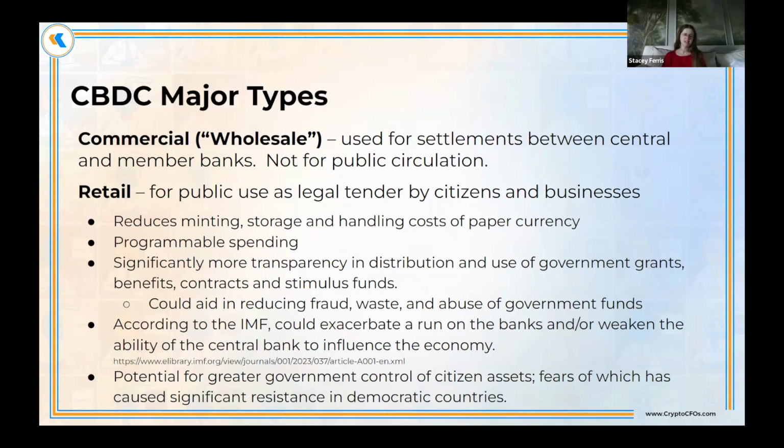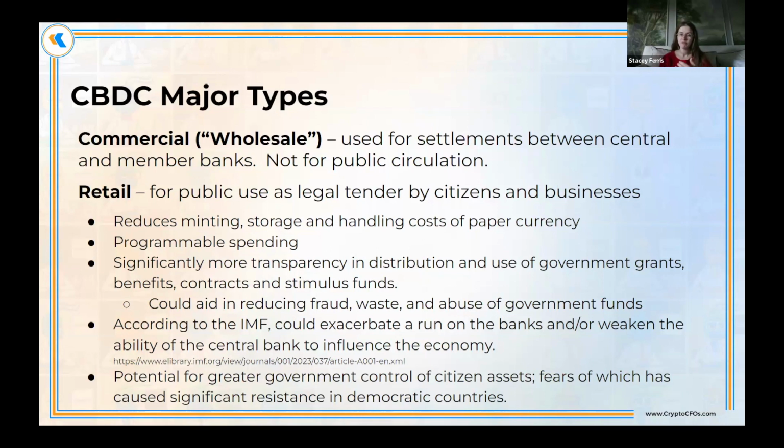Now, the retail CBDC, this is for public use as legal tender by citizens and businesses. Why use this? What's the pro? It reduces the minting, storage, and handling costs of paper currency, which is a lot. It's expensive, right? It costs the government quite a bit to manage that. The government doesn't really have a good feel for exactly how much. We don't have a precise number on how much currency is in circulation, right? We have very good estimates of what the money supply is, but I think there's like M1, M2, M3. There's like different money supplies, and I'm not an economist.